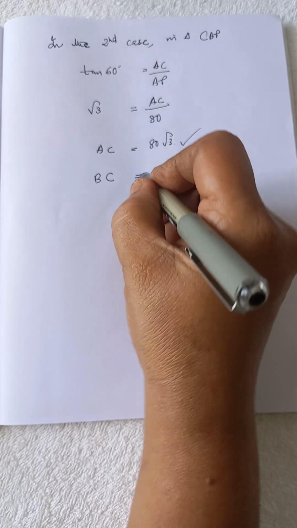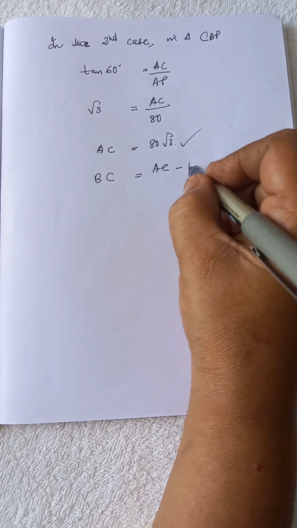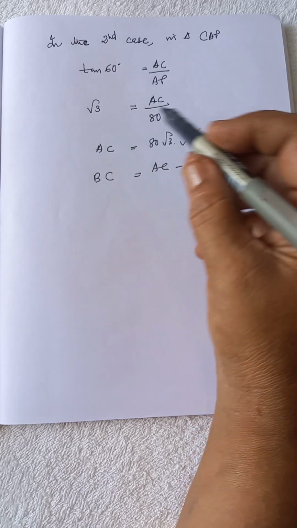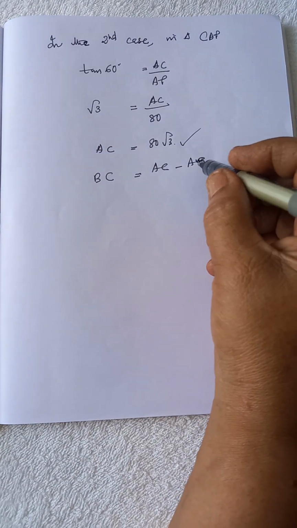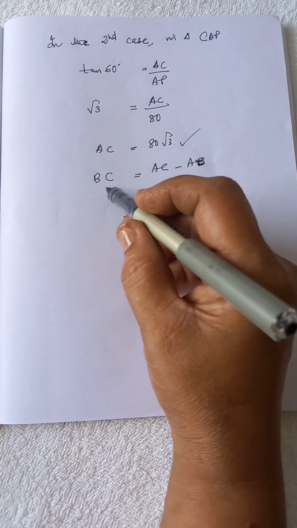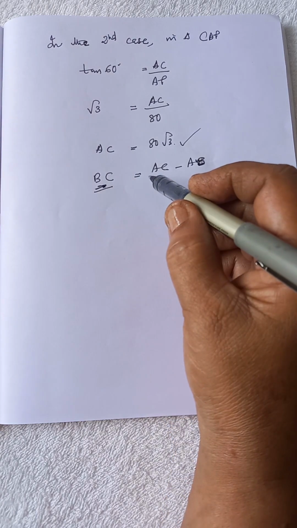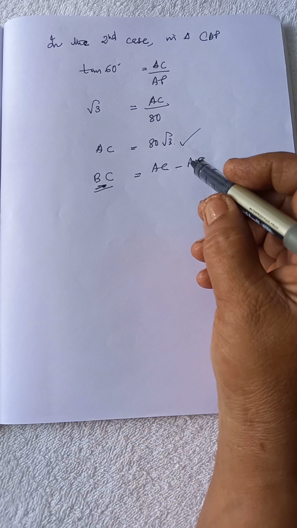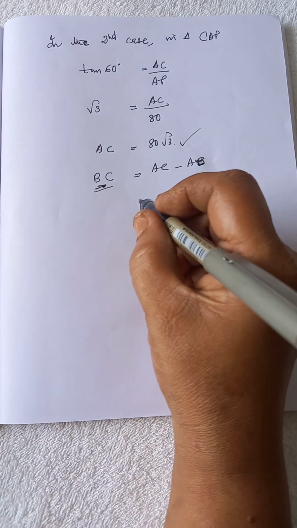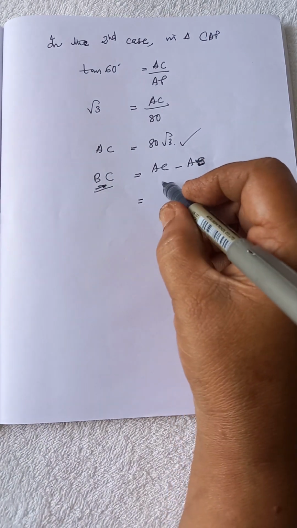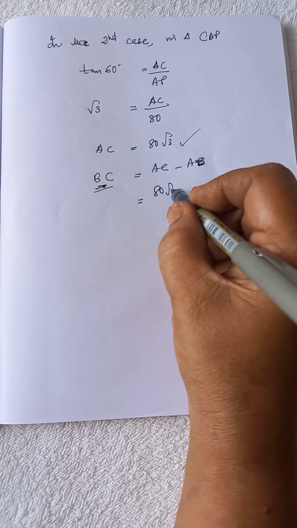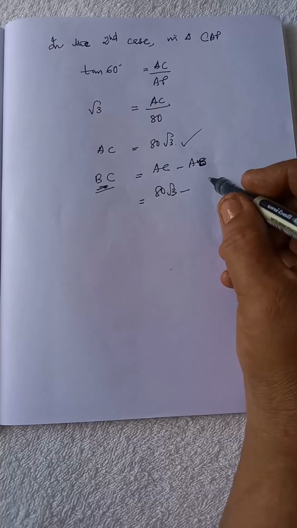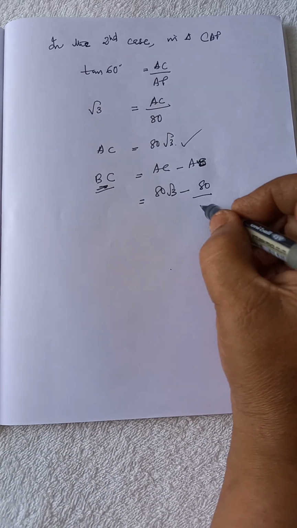So BC is equal to AC minus AB. So we got AC and AB, AB in the previous page we got. So BC is equal to AC minus AB. That is, BC is how much higher the tower be raised so that the angle of elevation at the same point may be 60 degrees. So BC is equal to AC, we got as 80 root 3, minus AB, that is 80 by root 3.